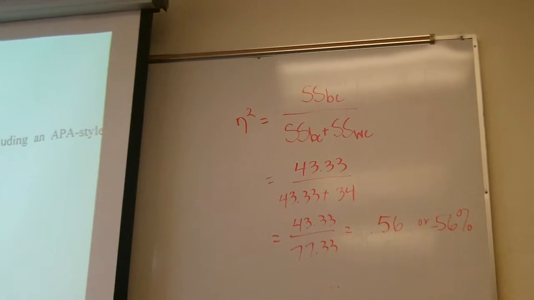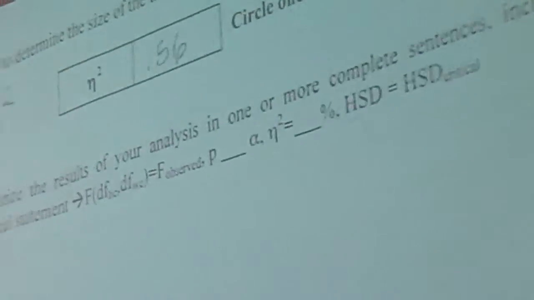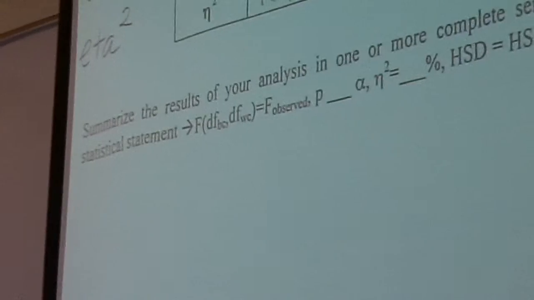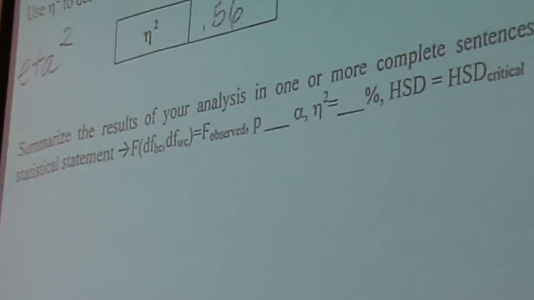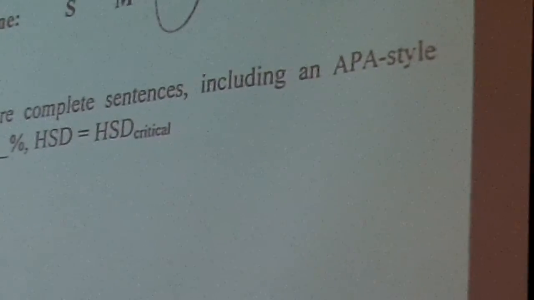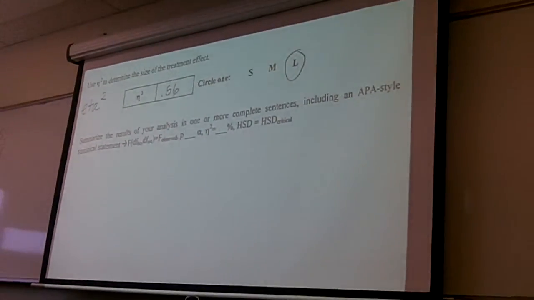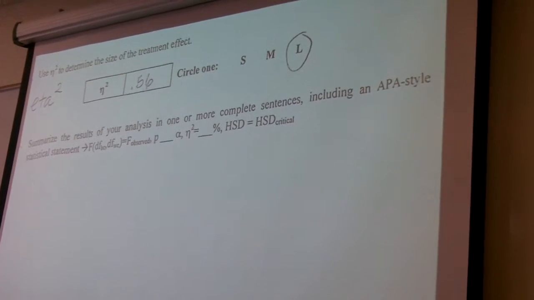Okay, so now we've figured out that we've got a large effect, and it's 0.56 or 56%. It's the same as r squared. Yep, same ranges, exactly. So you don't have to learn any new ranges. Okay. All right, now, last thing is writing out our statistical statement.